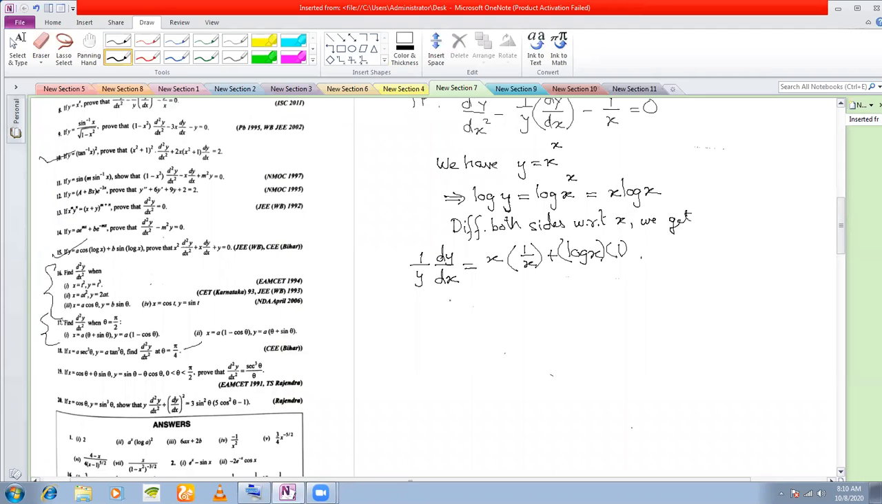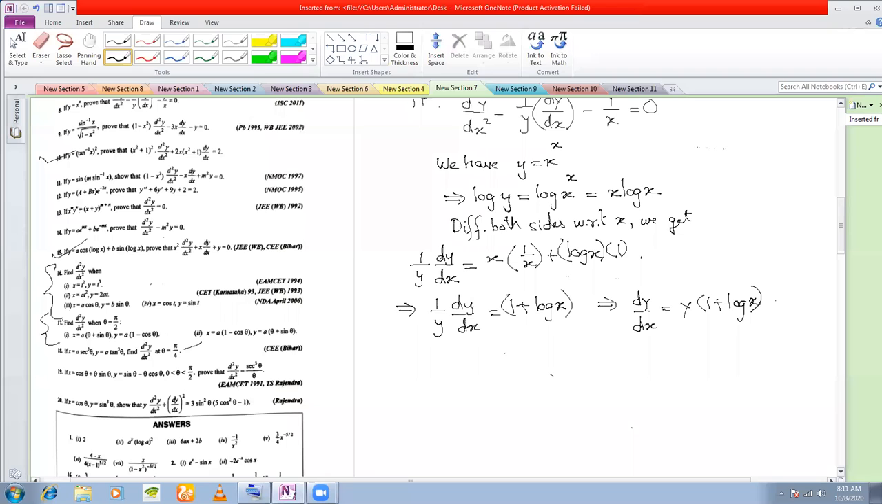Can I do it directly? Yes, sir. Or should I write d/dx? So you can do it directly. Okay. Yes, sir. Directly. So that means you get 1 by y dy/dx is equal to 1 plus log x. That means dy/dx you get as y into 1 plus log x. You can put the value of y, but let's keep it as it is. If required, we'll put the value later.